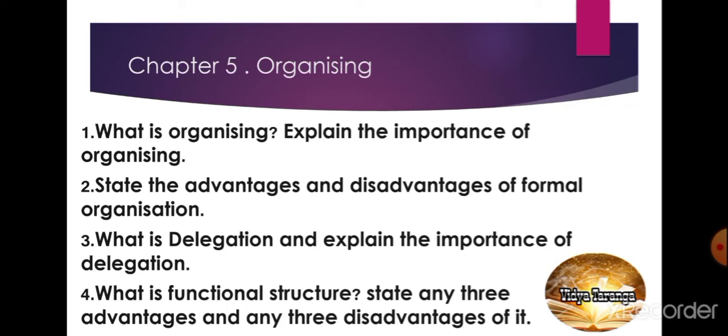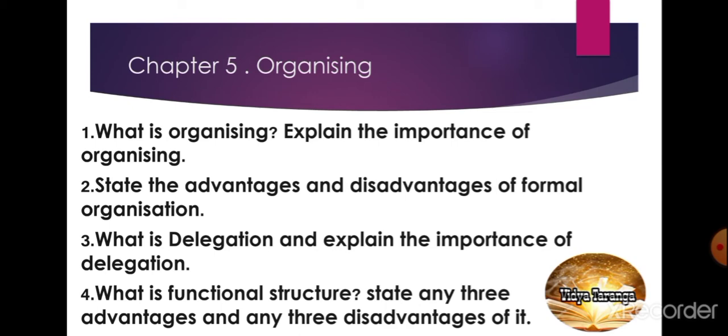Chapter 5, organizing, has many questions, but in this chapter they ask two questions, each of 8 marks. The first question is, what is organizing? Explain the importance of organizing. State the advantages and disadvantages of formal organization. Third one, what is delegation? Explain the importance of delegation. The first and second questions are the most repeated and most important questions.